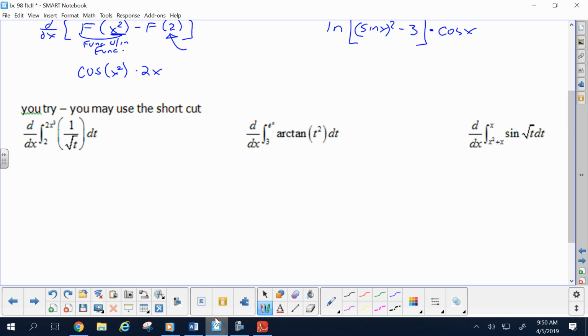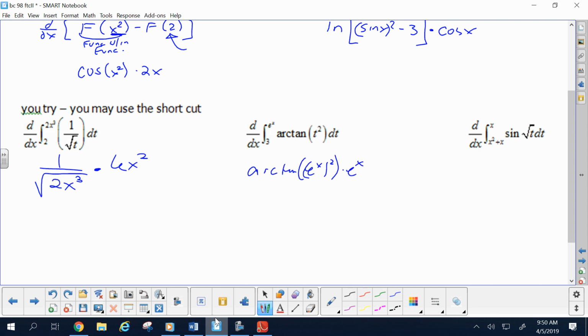We good? Okay, so let's say this guy, did you get something like 1 over the square root of 2x cubed, but then by the derivative of the inside, 6x squared, right? This one, does that say e to the x? Yes. Okay, so arctangent of e to the x squared times e to the x.